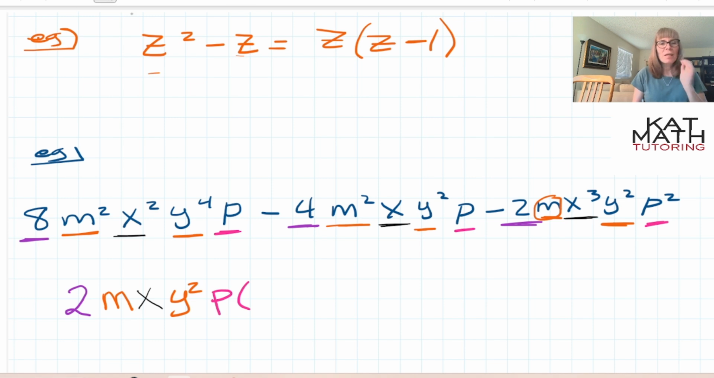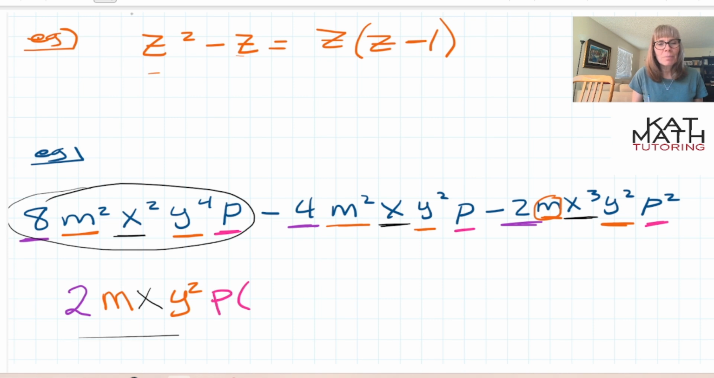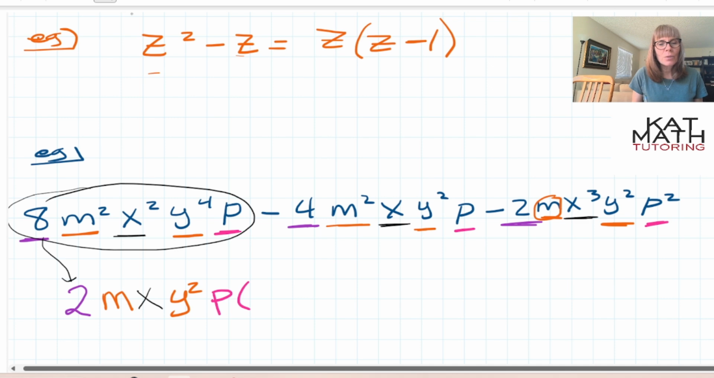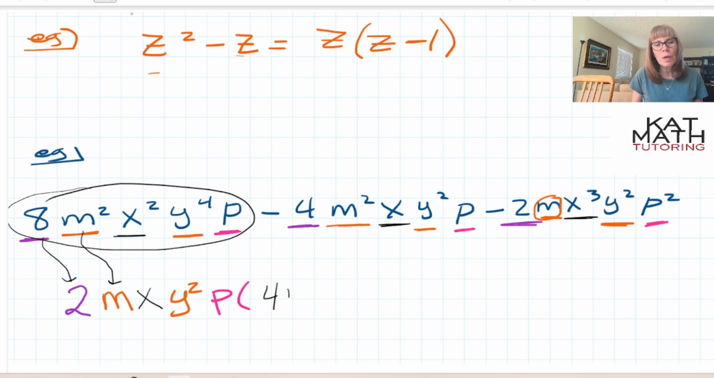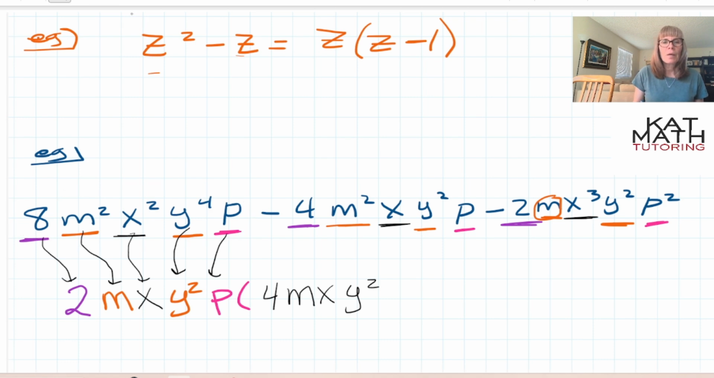Okay, now let's see what we have left. When I factor all this beginning stuff out of the first term, I divided away the 2, so I have a 4 left inside. I took one m out, so I have one m still inside. I have one x out, so I have one x inside. I pulled two y's out, so I have two y's inside to make it y to the fourth. And the p came out, so I don't have anything left inside. Okay, now let's do this one.